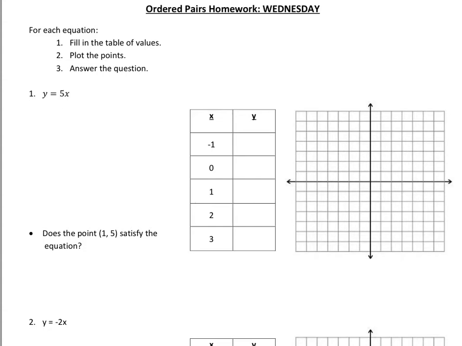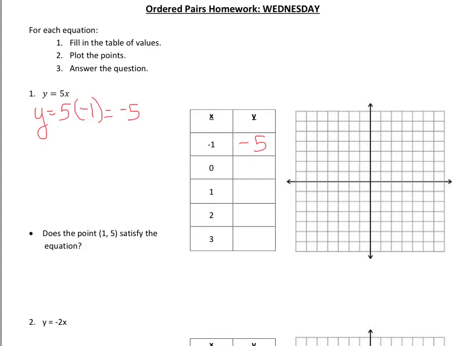We have y equals 5x. And in our table of values we have x from -1, 0, 1, 2, and 3. What we are going to do is plug those values into our equation for x to figure out the corresponding y values to fill in our chart. For example, for y equals 5x, when I plug in a -1, it's y equals 5 times -1. 5 times -1 is -5. So in my table, when x is -1, my y value is -5.